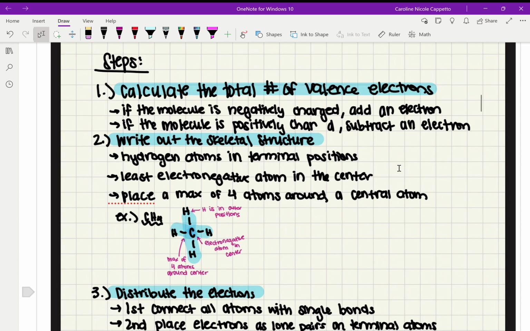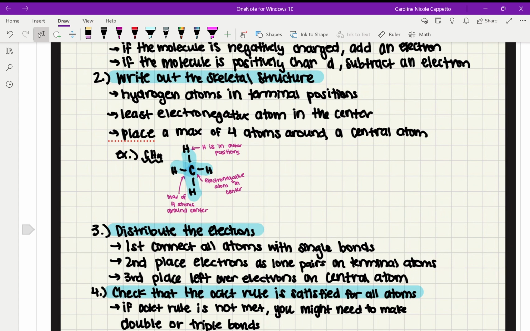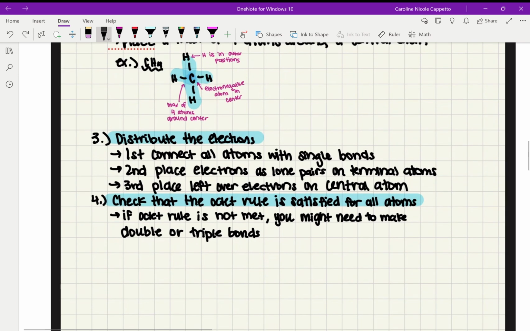So the second step is write out the skeletal structure. So hydrogen atoms always go in terminal positions, which is like right here, in the outer part of the structure. And then the least electronegative atom goes in the center. And then you want to place a max of 4 atoms around a central atom, so 1, 2, 3, 4, because as we learned about the octet rule, you want to have 8 electrons per atom. And there are special cases, but for the basic Lewis structures, all you have to worry about is having 4 bonds to 1 atom only.